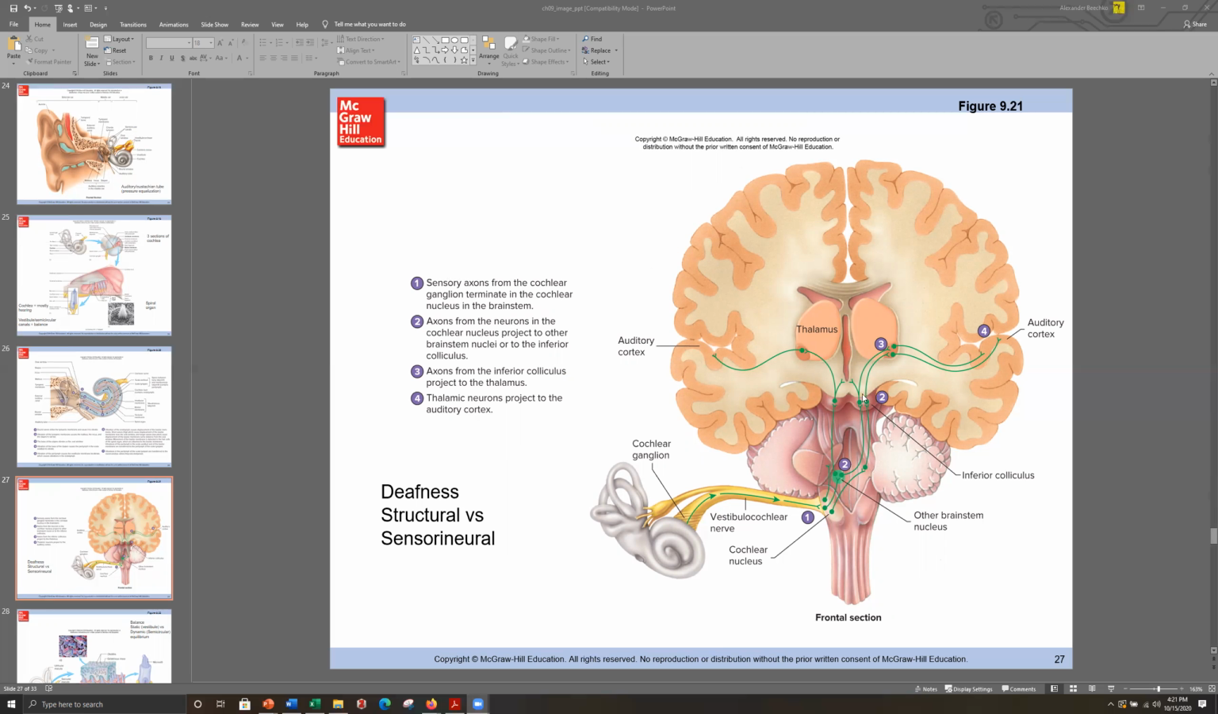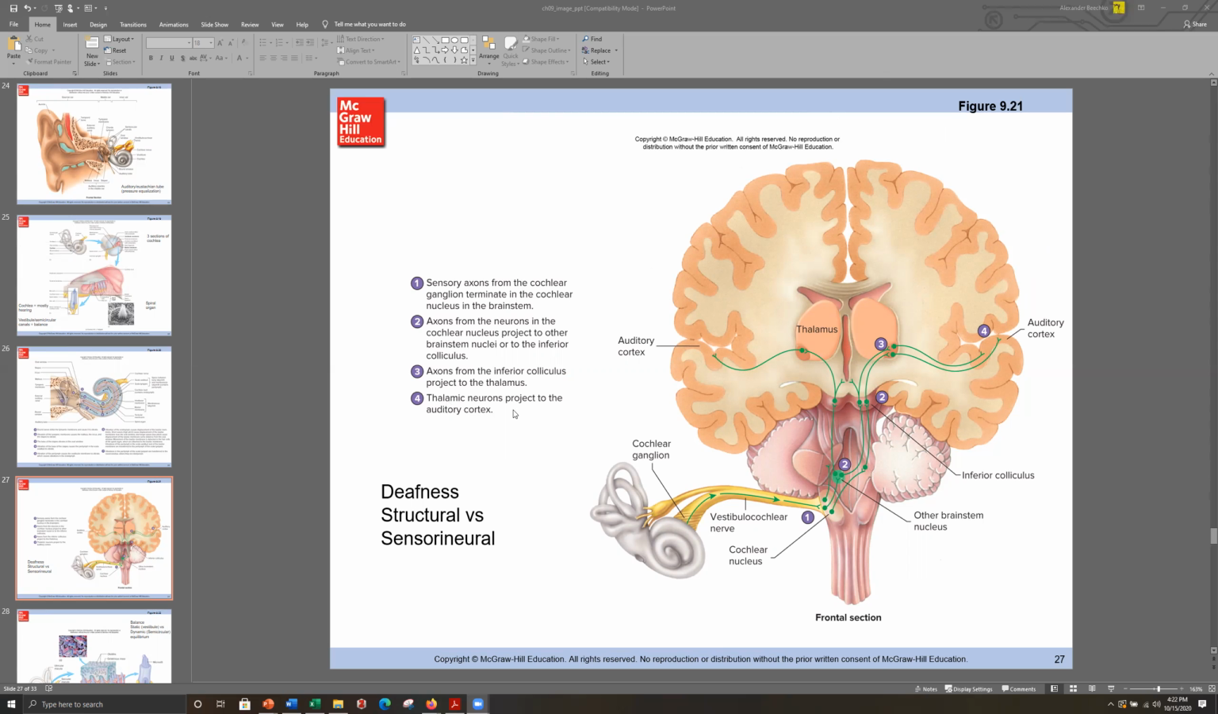Okay, so boom, just up to here. Axons from the inferior colliculus project to the thalamus, which then go up here, so boom, boom. And then thalamic neurons project to the auditory cortex, which is in the temporal lobe, just here, where we interpret that sound.